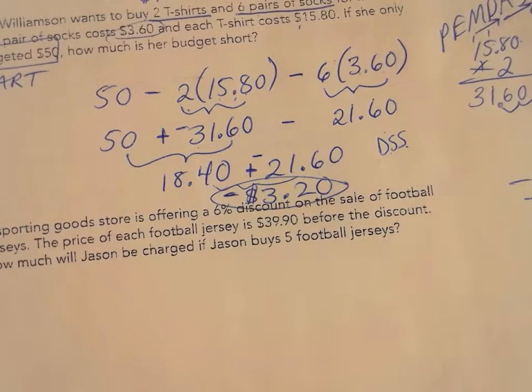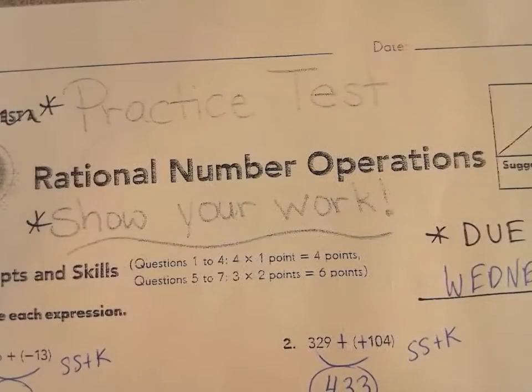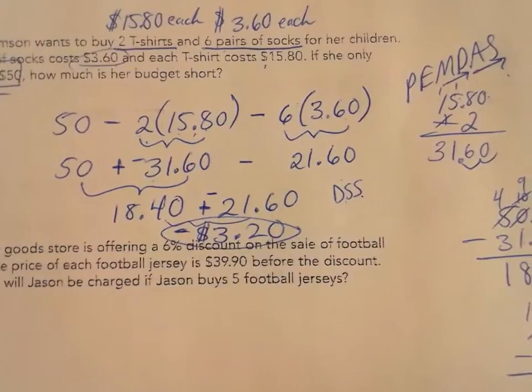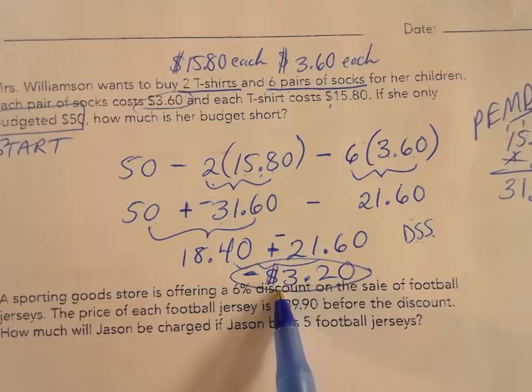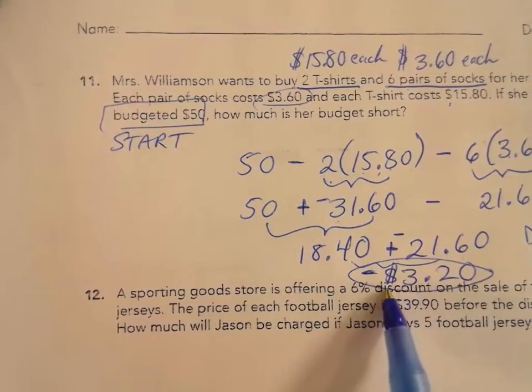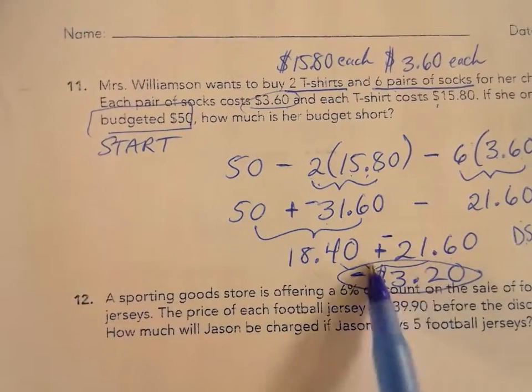Okay, so we're going to call this part 3 of our practice test. Again, this has to do with our rational number operations for chapter 2. I just got a phone call, and we had to do a quick pause, so I ended up stopping my video by accident. If we go back to number 11 here, it says a negative $3.20.